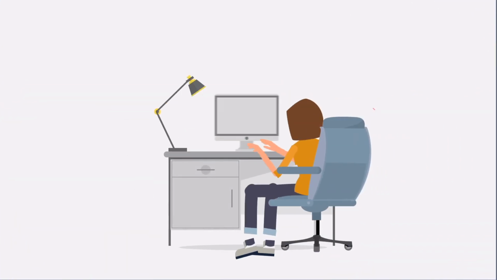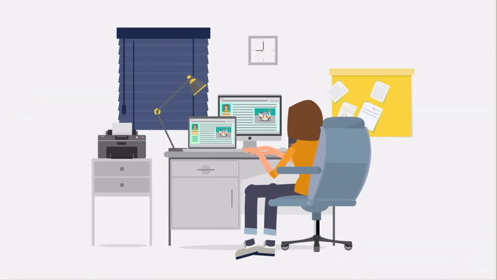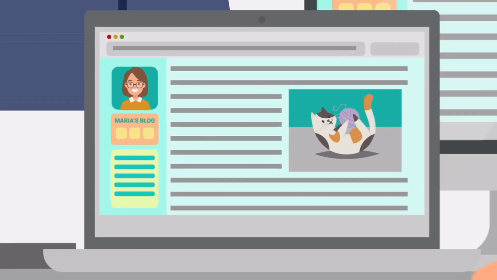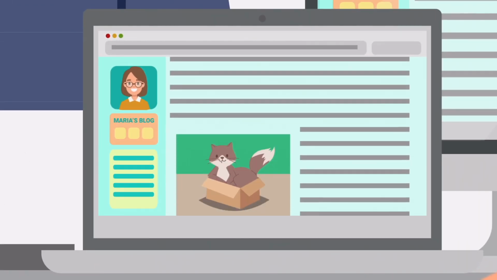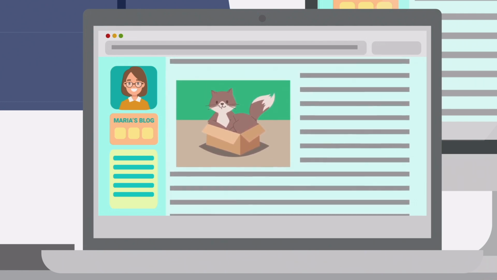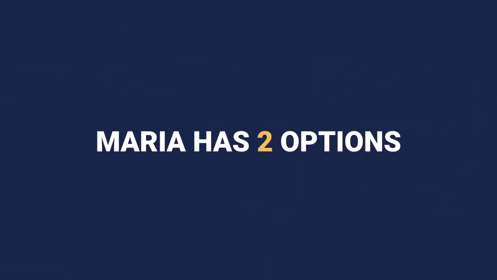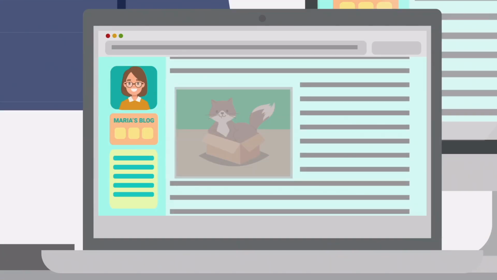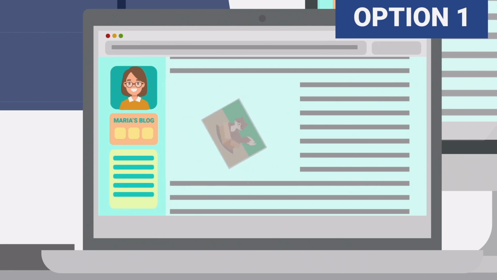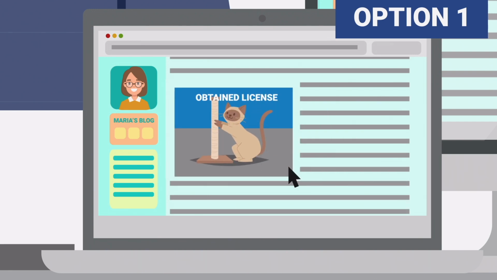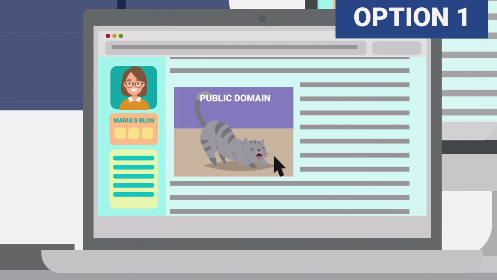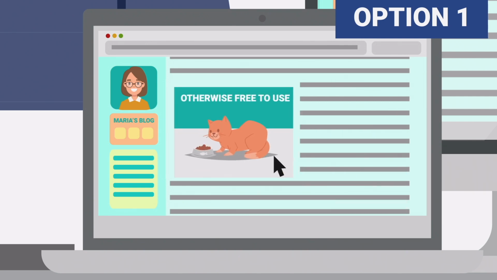Now let's take a look at this from the other side. Maria is a content creator who regularly updates her blog, often using other works. Shortly after publishing a blog post featuring Nate's photograph, her service provider removes it because of Nate's claim. Maria has a couple of options. If she realizes she was not legally using Nate's photograph, she can accept the removal and find a different photograph that she can license or that is in the public domain or otherwise free to use.